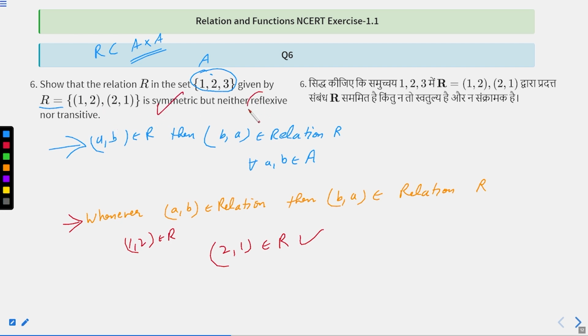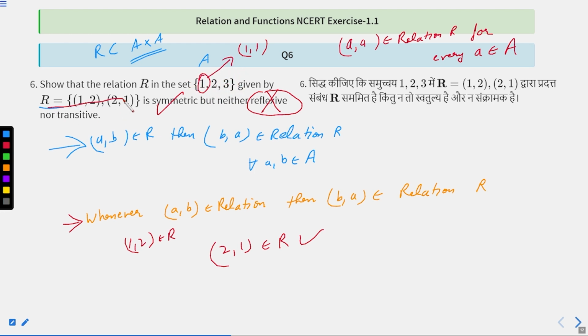But for reflexive relation, pick any element in this set. 1 comma 1, does 1 comma 1 belong to R? No. So I can easily say that it is not reflexive, because for reflexive relation we need A comma A to belong to the relation R for every element A in the set A. So here the 1 comma 1 pair does not belong, but we need that 1 comma 1 must be in this relation set. So by definition, I can say that it is not reflexive.